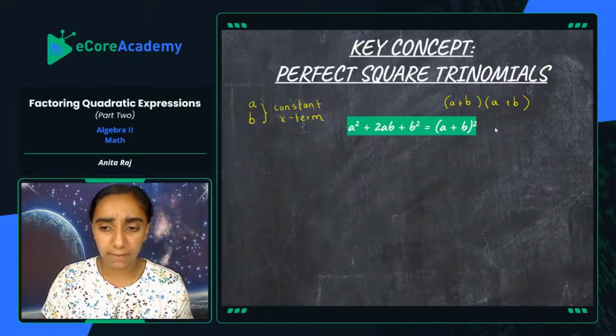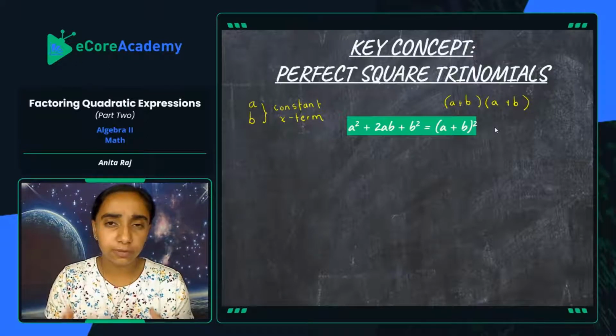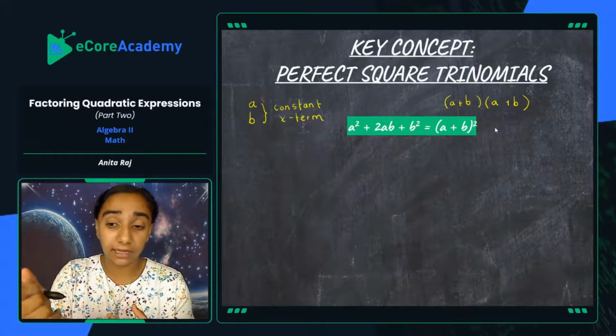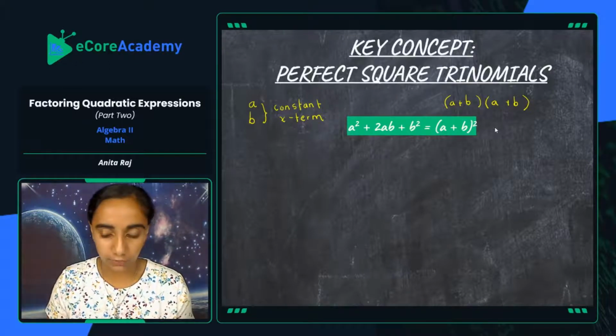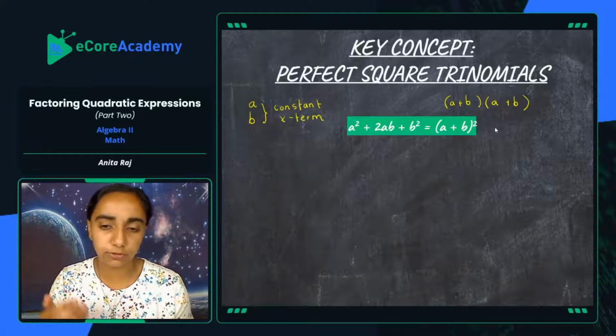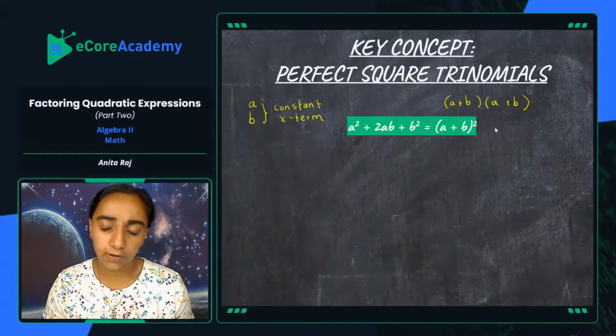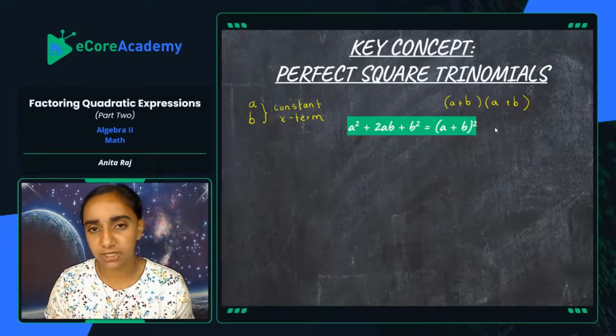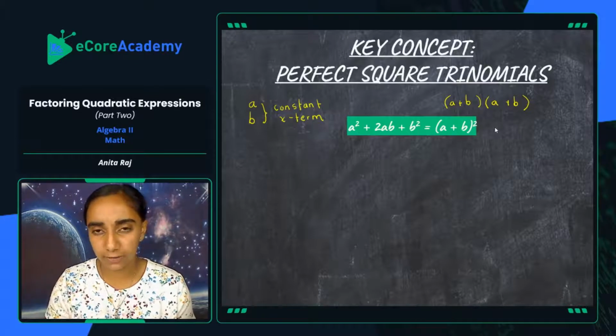So what that means is that you should be able to identify if this is a perfect square trinomial. We'll be doing that in the examples, but just keep an eye out for quadratic expressions that are structured in this kind of way.